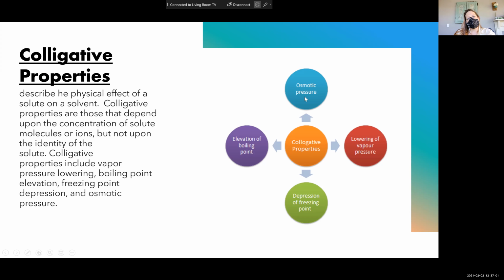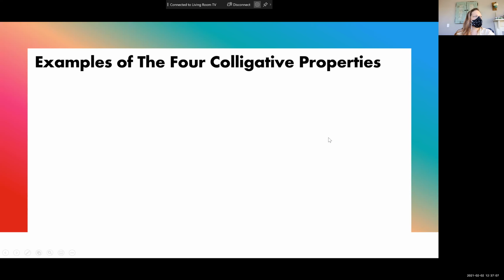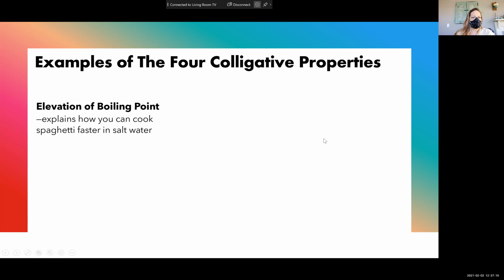So this little graphic just shows the 4 of them here and how they're all colligative properties, but they all link together. So examples, elevation of boiling point. This explains how you can cook spaghetti faster in salt water once it reaches a boil, but it takes longer to get to a boil because you've elevated the boiling point, but it's hotter than it would have been otherwise. So it will cook faster once it gets there. So if you salt the water, it's going to take longer to get to the boil because you've raised the boiling point, but it's now hotter. So your pasta will cook faster and taste better.